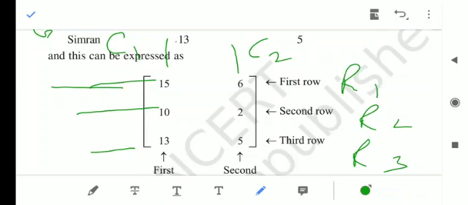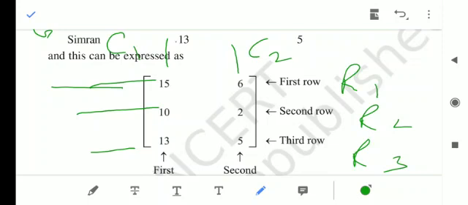This is commonly represented as 3 by 2. 3 by 2 stands for 3 horizontal rows and 2 vertical columns, and this is nothing but the order of the matrix. If I ask what is the order of this matrix, the order of this matrix is 3 by 2 because it has 3 rows and 2 columns.